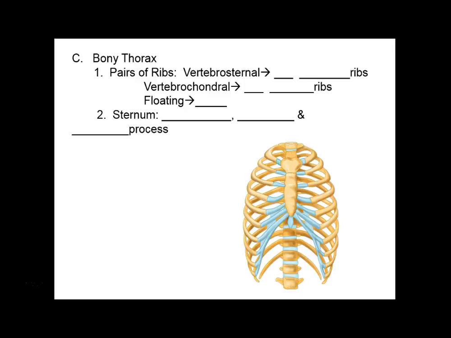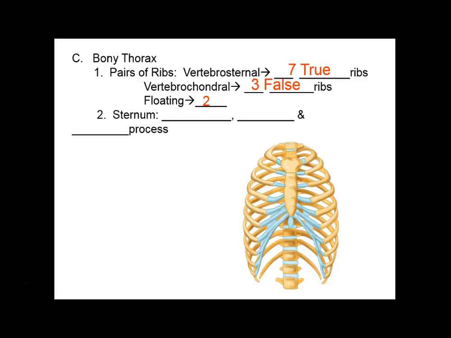Another part of the axial system is the bony thorax. So let's look at the ribs. There are 3 kinds of ribs. One type of rib actually attaches to the vertebrae and the sternum directly by small pieces of cartilage. These are called vertebrosternal ribs. They are the first 7 pair. They are true ribs. The next 3 pair are called false ribs. They're vertebrochondral because they attach to the vertebrae and then cartilage that attaches to the sternum. The last 2 don't attach to the sternum at all, and so they are called floating ribs.